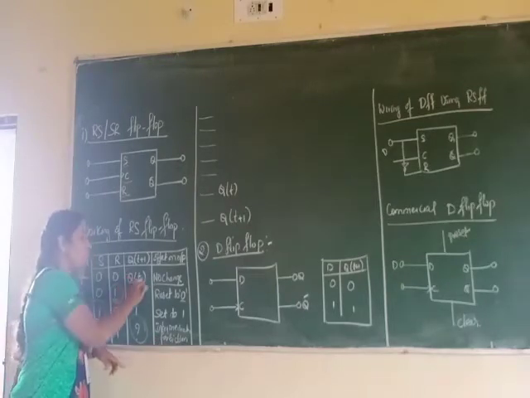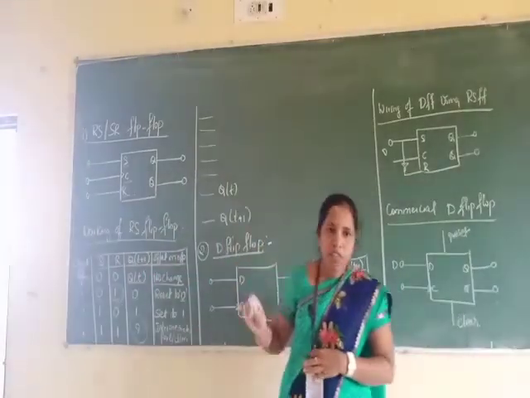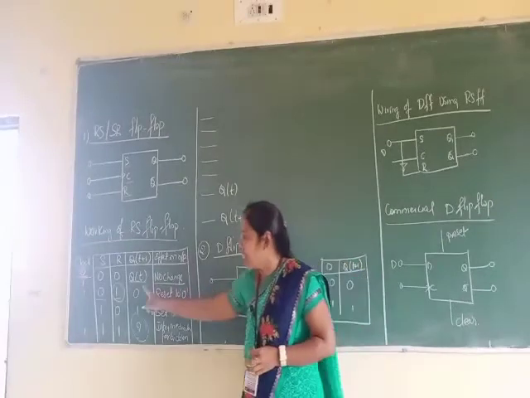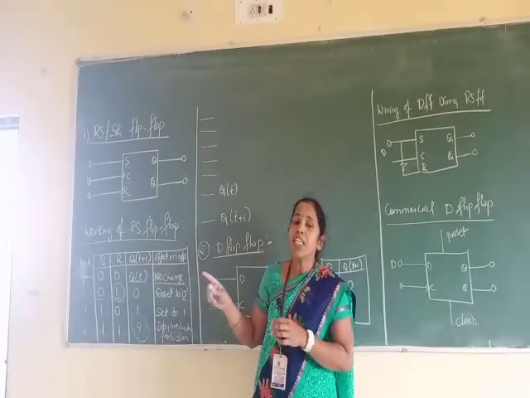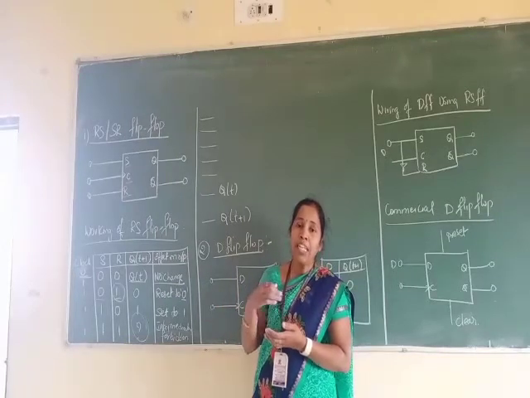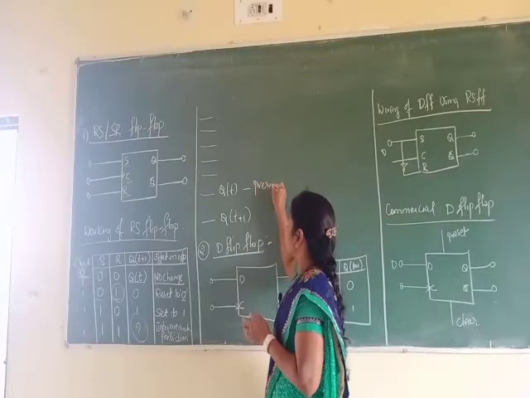Now what is this Q of t as well as Q of t plus 1? This Q of t is considered as the binary state of the output Q at the given time. That is known as the present time.